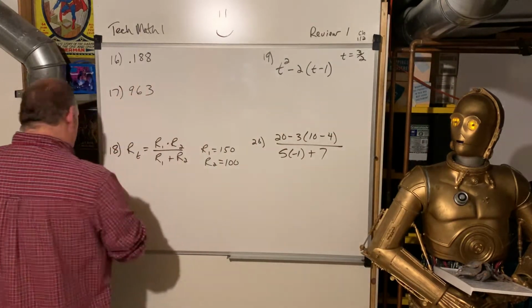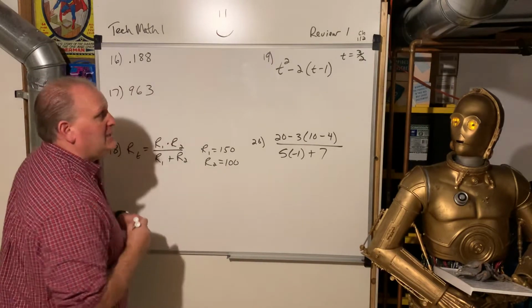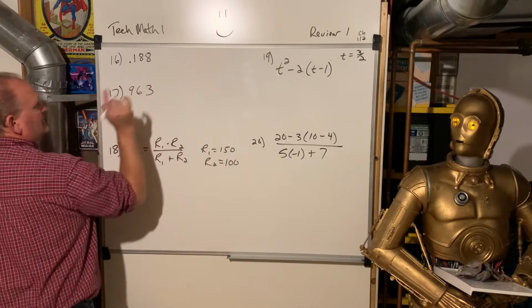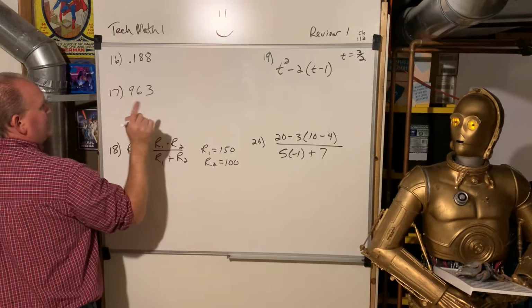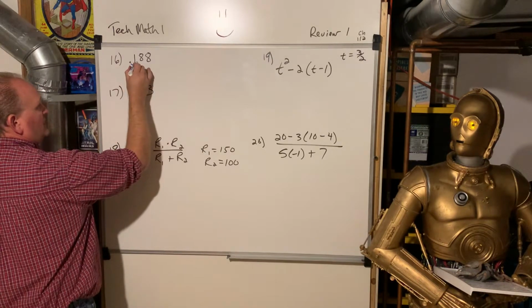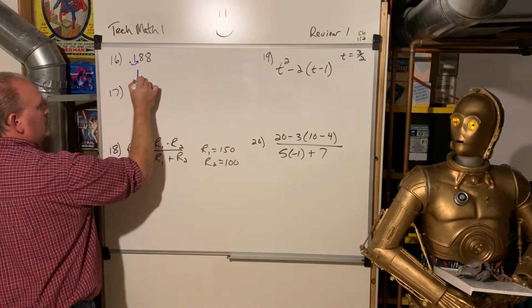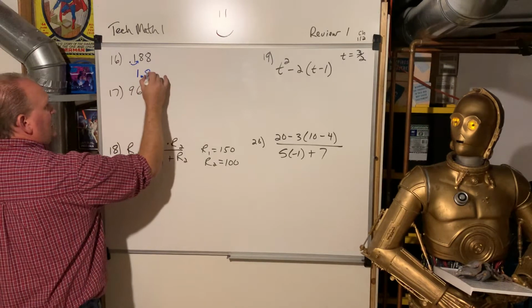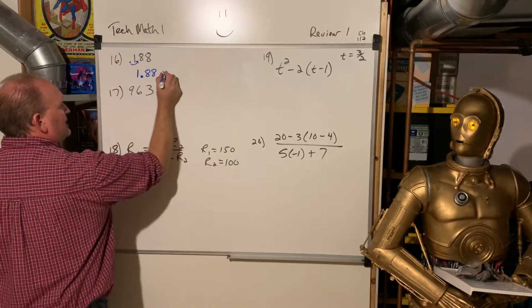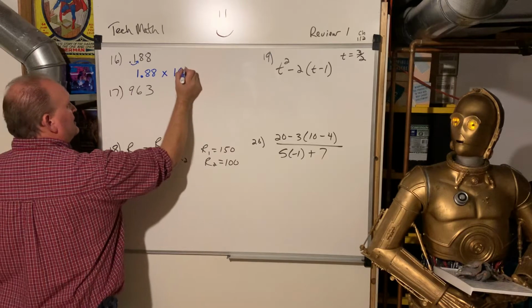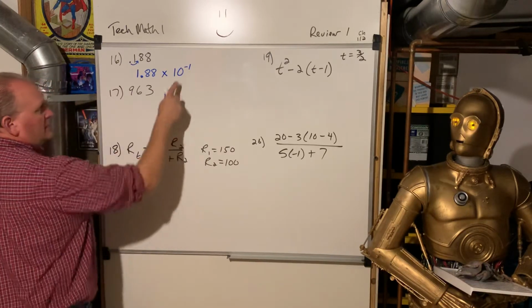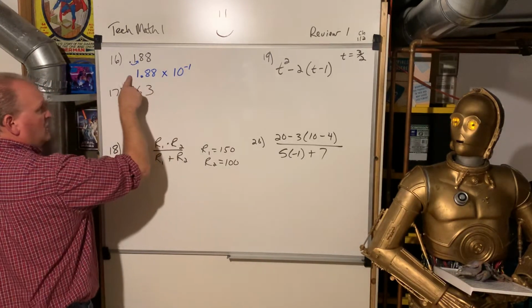So here they want us to put these in scientific notation. That means I want the number to be between 1 and 10. So I have to actually move this decimal one place over to the right. So 1.88 times 10 to the negative 1, because think about what that would do. That would have to move it back.